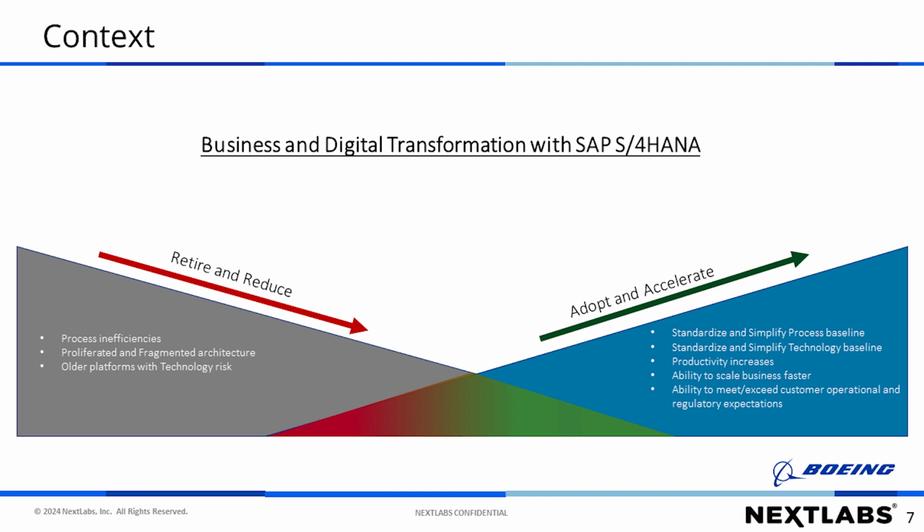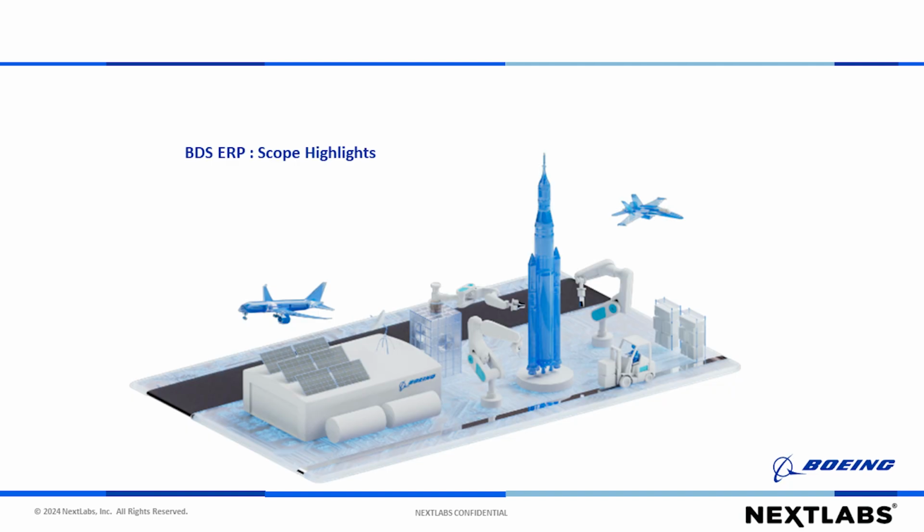So we can go to the next slide. The business transformation that we have is a multi-year journey across all BUs and also enterprise functions. What we want to clearly focus on here is how we layered in and introduced NextLabs ABAC controls on top of standard SAP RBAC controls. From a scope standpoint, especially in the Boeing defense space, we have segmented it into two parts.